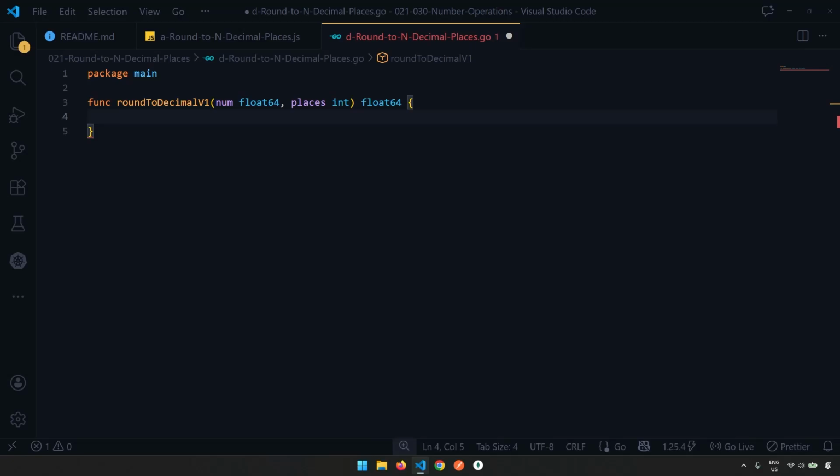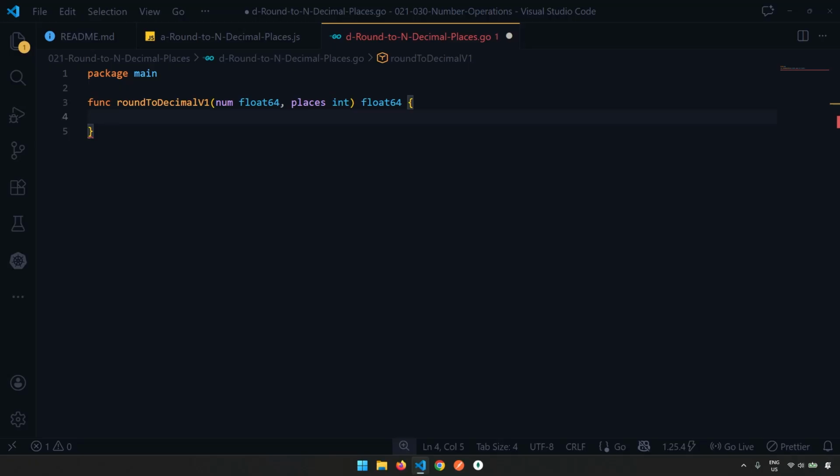Well, the first thing is we need to dynamically specify how many places the user wants to remove. Well, basically, when we say places, that's the number of places that the user wants to keep, aka get rid of the other ones.